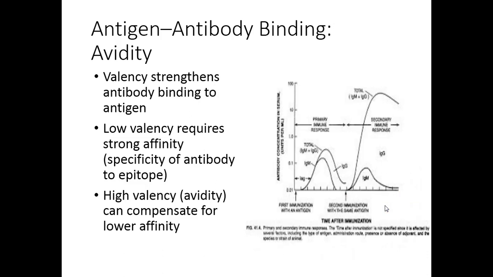So if valency strengthens the antibody binding to the antigen, we know that something with a low valency, a valency of 2, needs to have some way to keep it together, in which case this antigen-antibody binding will stay together in a case of low valency if there's a really good lock and key fit.